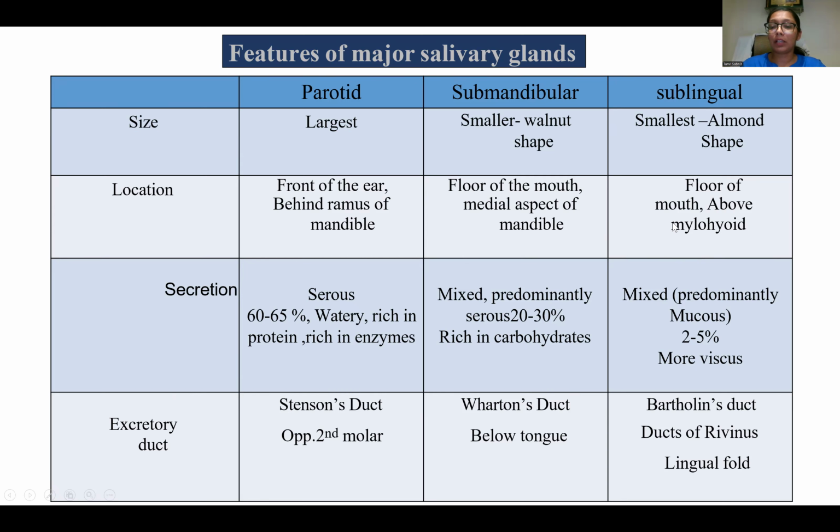Coming to the sublingual gland, it is present at the floor of the mouth above the mylohyoid muscle. The secretions here are also going to be mixed, but predominantly mucus in nature and more viscous. And the excretory ducts of the sublingual gland are the Bartholin's duct, the ducts of Rivinus, and the sublingual fold.